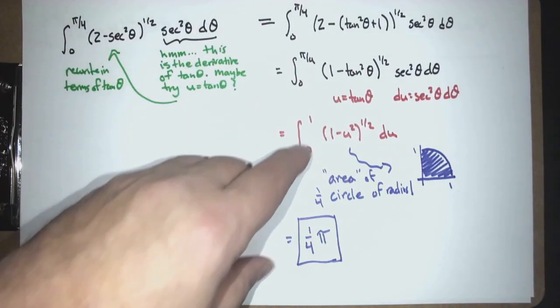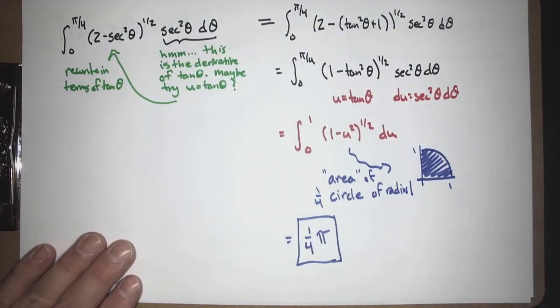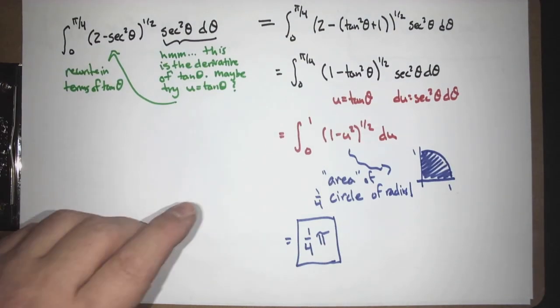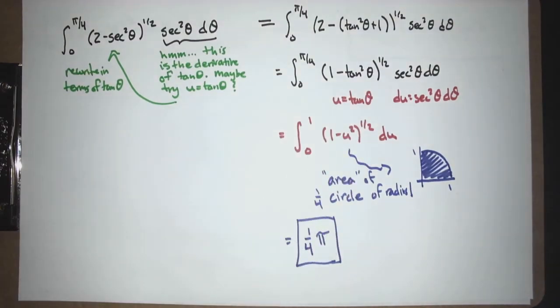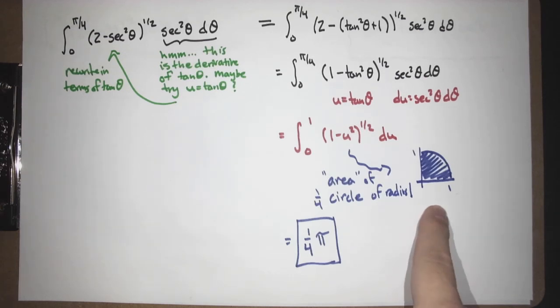So 1 minus tangent squared theta to the 1/2. We do the u substitution. We get 1 minus u squared to the 1/2, which is the square root of 1 minus u squared. When we see those kinds of expressions, square root of 1 minus something squared, circle. And we don't do them by finding the antiderivative. We say, there's geometry. This is an area. So the area is 1/4 of a circle of radius 1. So the answer is pi over 4.